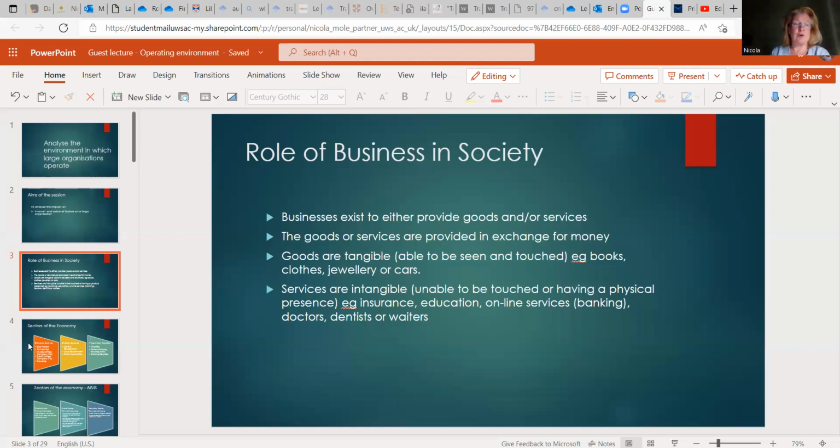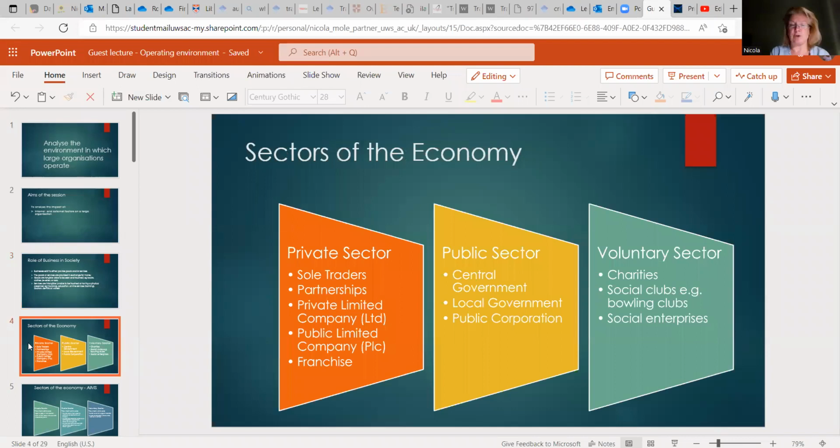So then we need to focus on what are the sectors in an average economy or in a market economy. So there are three main sectors. We have what we call the private sector, the public sector and the voluntary sector. So if we look at them individually, the private sector is all about sole traders, and we'll look at these points in more detail soon. Partnerships, private limited companies, public limited companies, and franchises. I should point out that the focus here is primarily UK companies, but I'm sure there are a lot of other similar structures in many other market economies around the world.